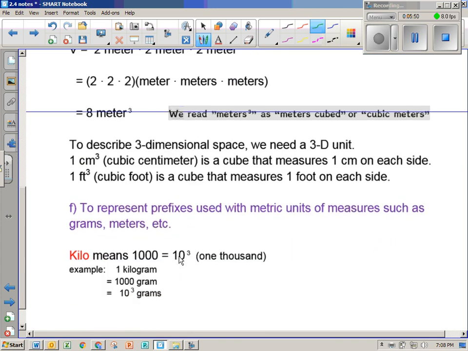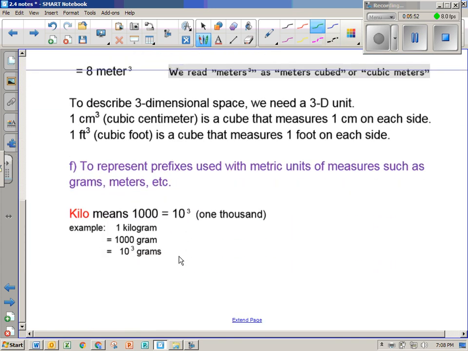Then one last way to use exponents is to represent different units of metric measure. The metric system is based on powers of 10. Kilo means 1,000, and as we talked about earlier, 1,000 is 10 to the third power. So I could either say I have 1,000 grams or I have 10 to the third grams.